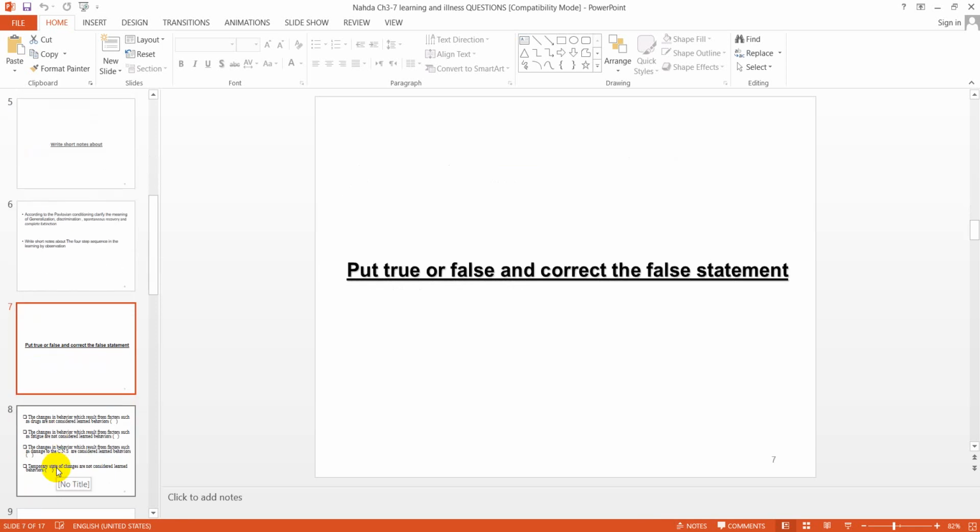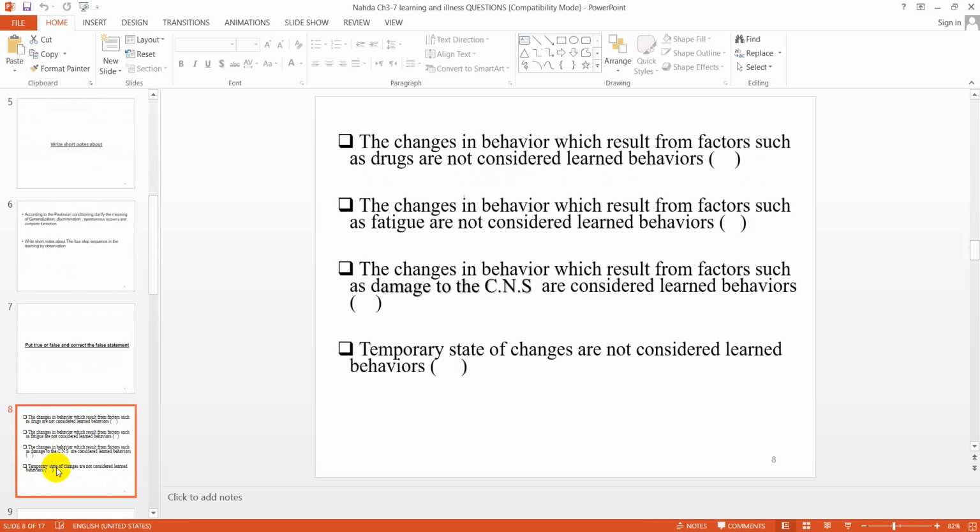Question number three, put true or false and correct the false statement. Number one, the changes in behavior which result from factors such as drugs are not considered learned behaviors.